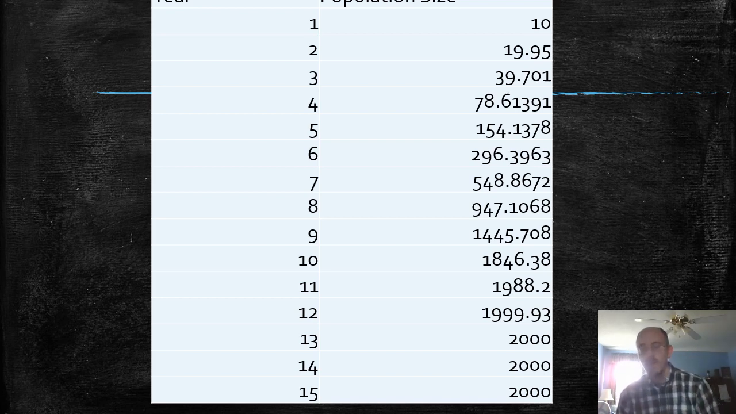In year 1, we had 10. In year 2, we had basically 20. In year 3, we had basically 40. And we can see the increase in unicorns as we go. And in year 12, we hit carrying capacity. And then after that, notice you cannot exceed carrying capacity. You stay at 2,000 unicorns at that point.